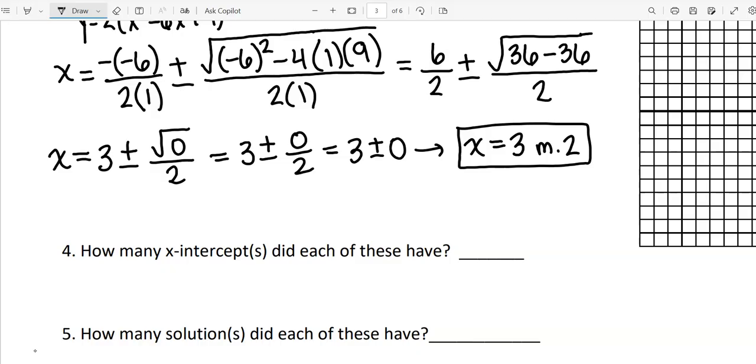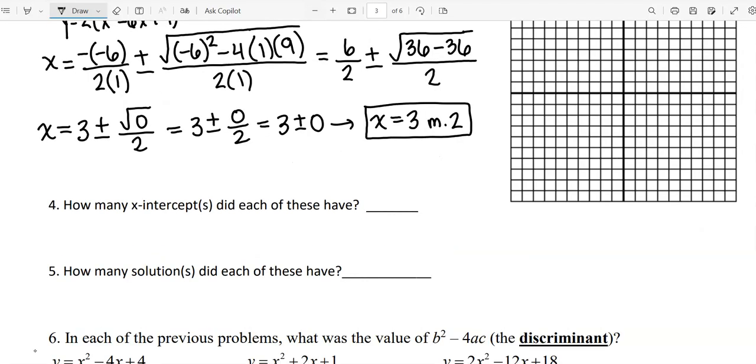-4 times 1 is -4. Then you multiply that by 9, which is -36. What does that mean? That it only crosses the x-axis once. And what did we do on the opener when it only crossed once? You bounce back, right? So we've got 3, 0.